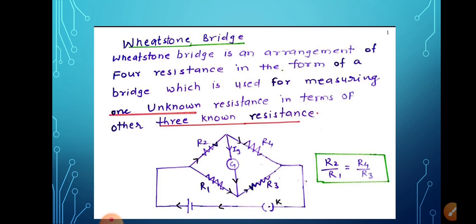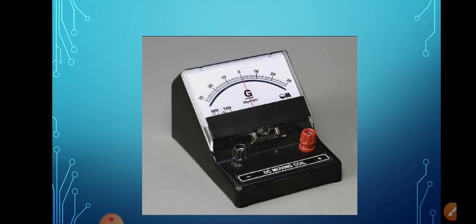Now what is the balance condition and how does the galvanometer look? This is the galvanometer. It has 0 at the middle and both sides up to 30 divisions are there. So no current flows through the galvanometer, which means the pointer will be at 0.